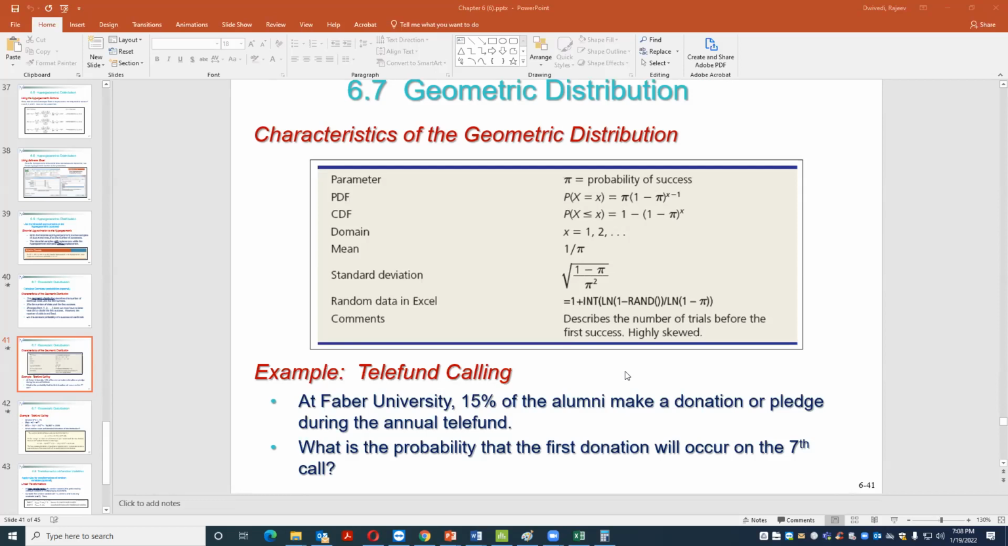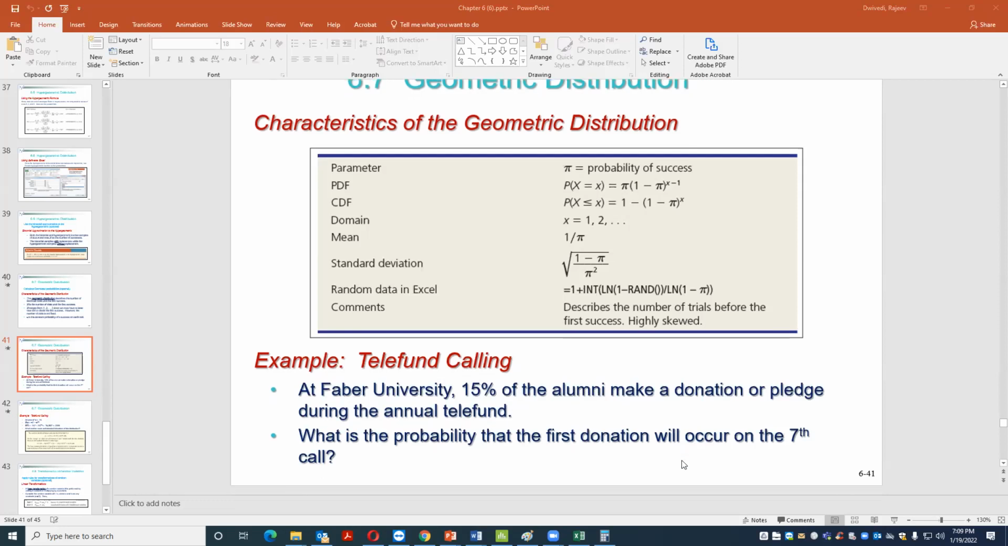So basically this is related to such a situation. So I said the university has 15%. So here again, based on the binomial idea, 15% of alumni make a donation, 85% of alumni don't make the donation. What is the probability that the first donation will come on the 7th call, or the 7th alumni?